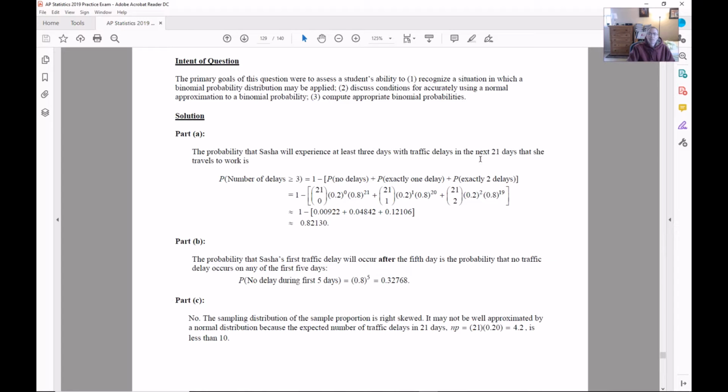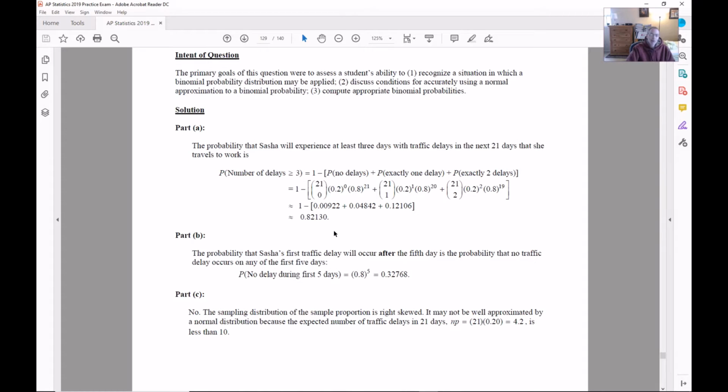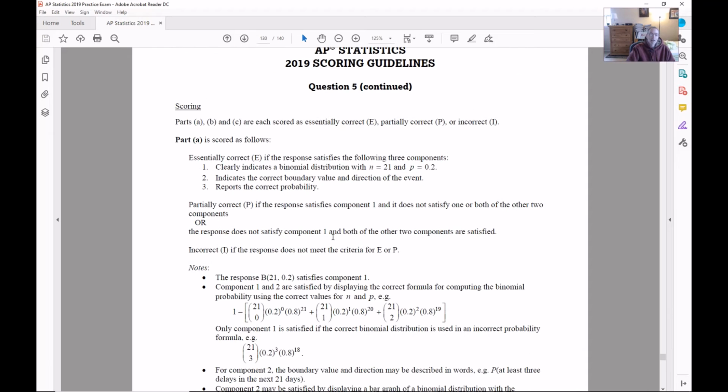All right. This is the number of delays. It's 1 minus the probability of no delays plus the probability of exactly 1 delay plus the probability of exactly 2. All right. So that's the way they proceeded. And look, they've got the formulas here for binomial. The combinations and probability of success, probability of failure, all that stuff. And they got a right answer. So they actually did this differently than the way we did. So let's see if we are okay with the way we did it.